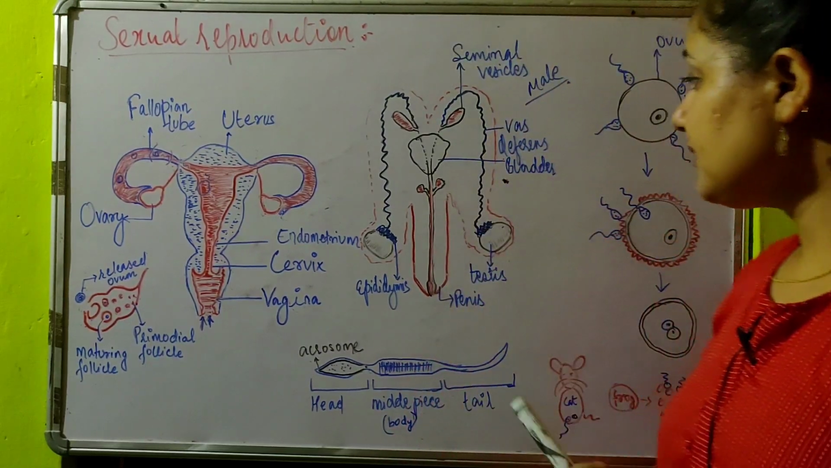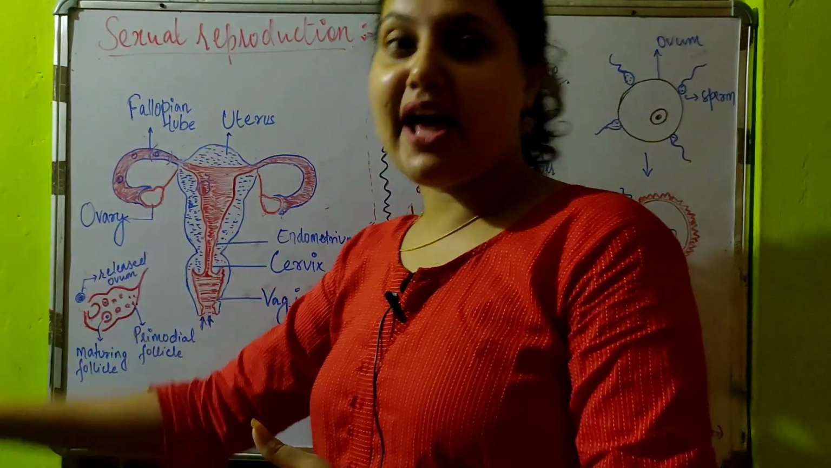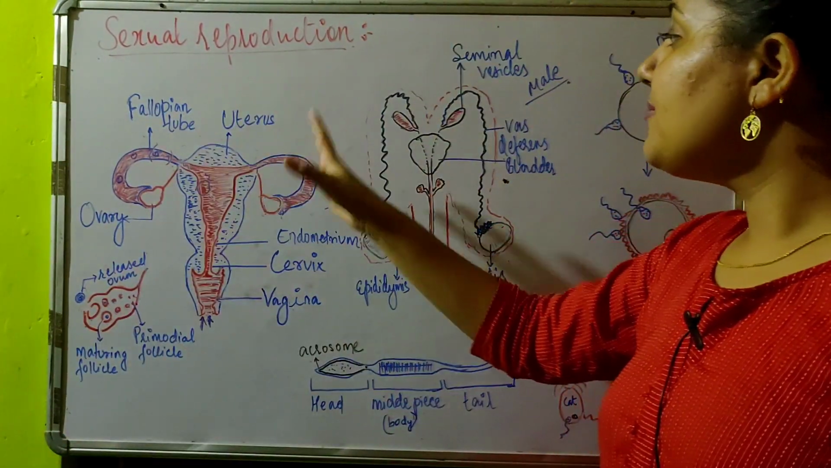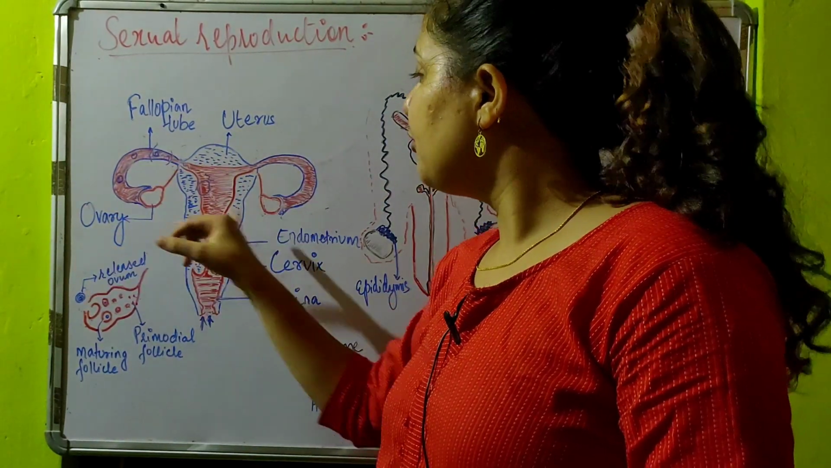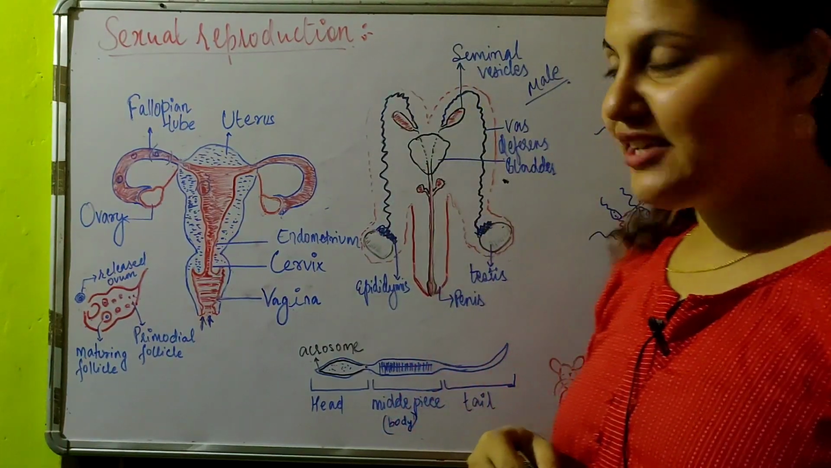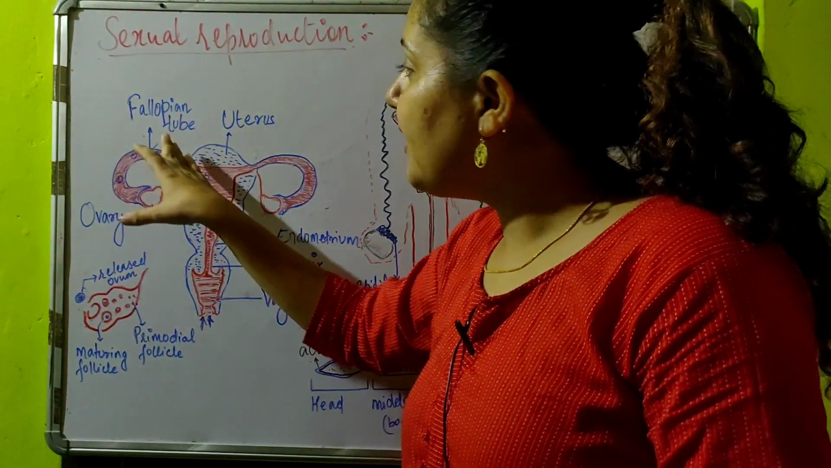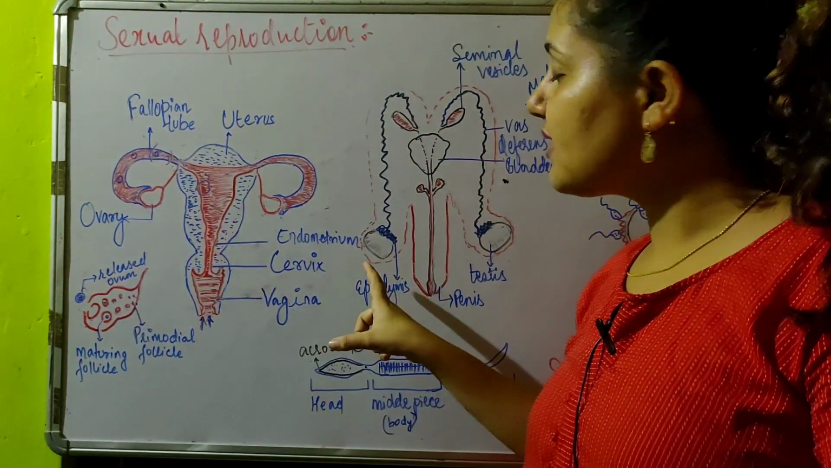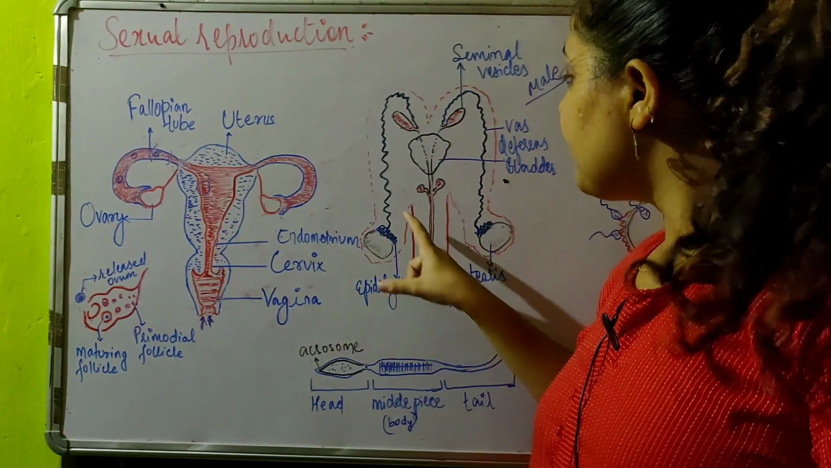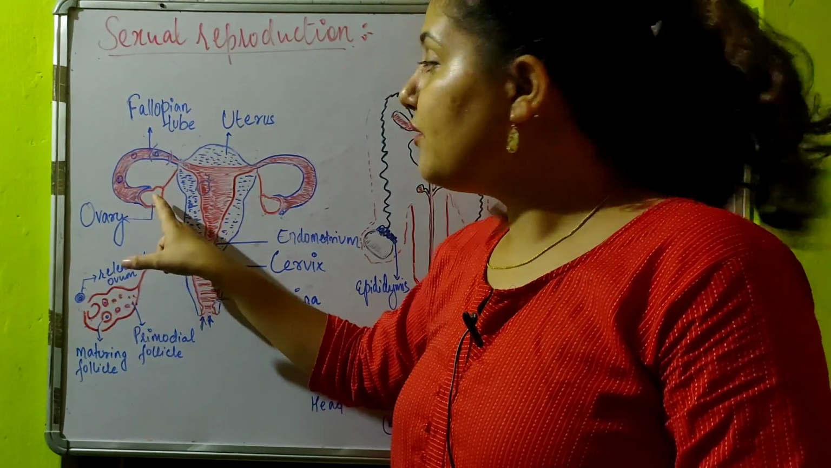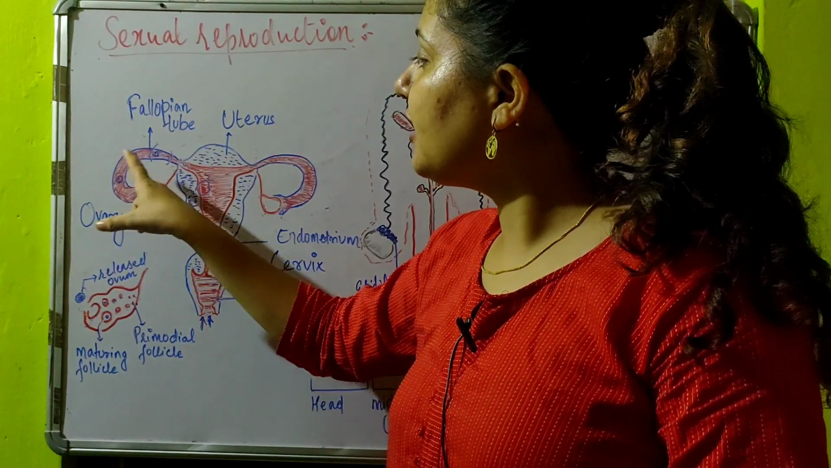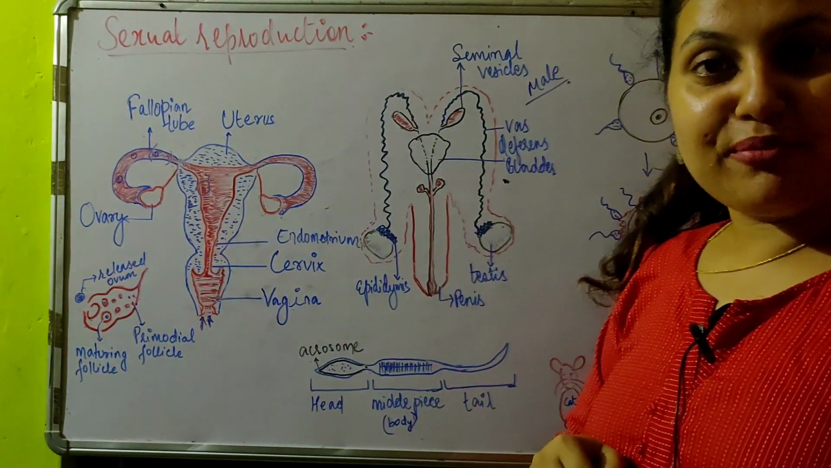Now coming to the female reproductive system. In the female reproductive system, what all do we have? We have ovaries, two of them. And there is a fallopian tube. Likewise, there was a testis connected to a vas deferens. In the same way, here is an ovary which is connected to the fallopian tube, isn't it?